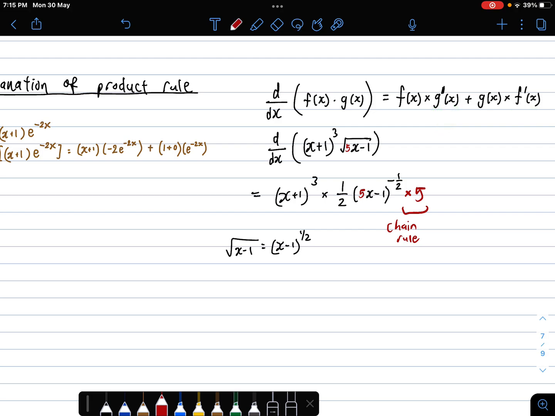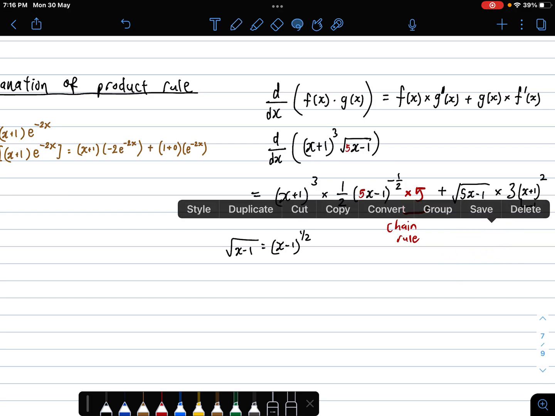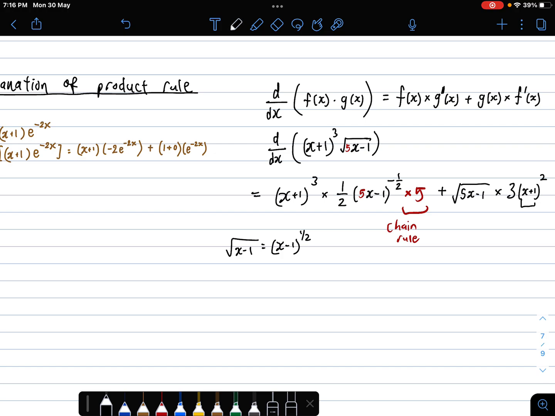Then plus, take the other guy, square root of (5x minus 1), times the derivative of the first guy. So 3 times (x plus 1) to the power of 3 minus 1, which is 2. Differentiate the inside, x plus 1, which is 1 plus 0. Differentiate x, you get 1. Differentiate 1, you get 0. So 1 plus 0, which is being multiplied. If you multiply by 1 plus 0, it's just multiplying by 1, so you can essentially get rid of it. So yeah, that's all.